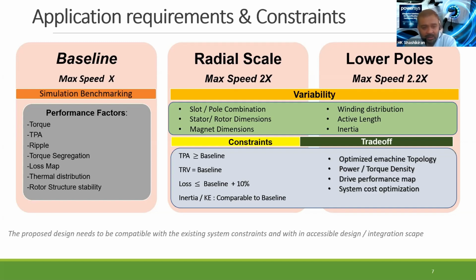If we look at the constraints, we wanted a higher torque per amp, or maybe the same TPA number as the baseline. The overall rotor volume similar to baseline. Losses, we had a chance of 10 to 15% extending the losses, because that will hit our thermal limits at some point, and the system cooling performance. Inertia comparable to baseline. So these were some of the trade-offs that we wanted to understand with this current project as of now.